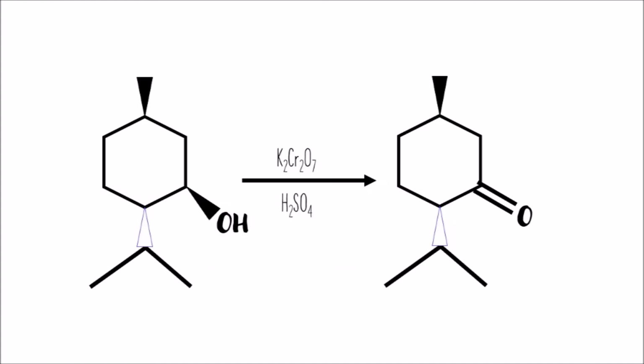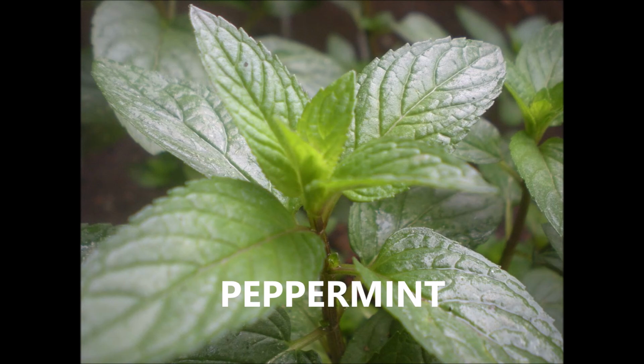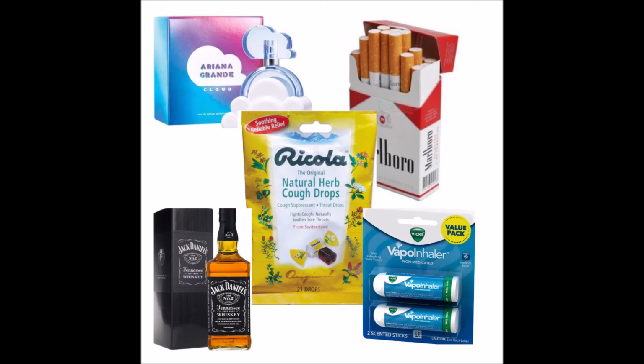Secondary alcohols may be oxidized to ketones by using potassium dichromate as the oxidizing agent. Menthol, a secondary alcohol, is oxidized to menthone. Menthol is found in peppermint and is used in liquors, cigarettes, cough drops, perfumery, and nasal inhalers.